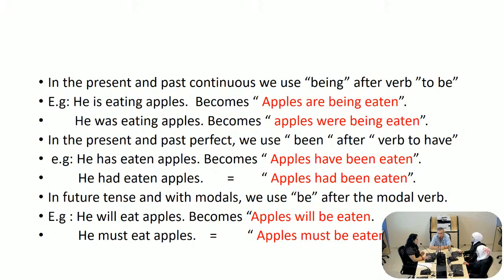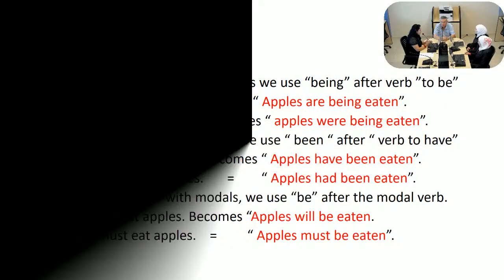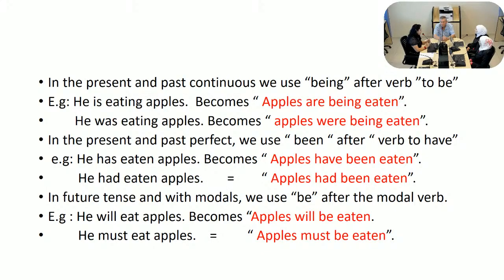So far we've been talking about passive voice. So we start with the object. The main verb of the sentence is put in the past participle, and we give the tense of the sentence to verb to be. Now, with the present continuous, we use being. Like in this example, he is eating apples becomes apples are being eaten. It's are instead of is, because we have a new subject now, which is apples. He takes is, but apples takes are being eaten.